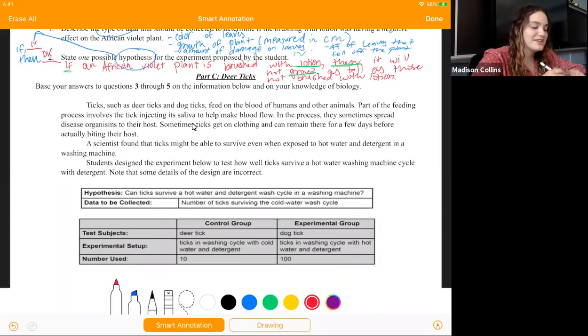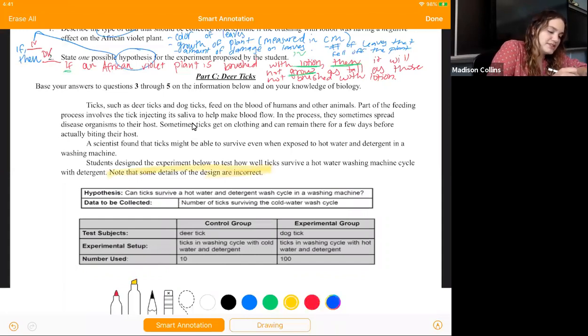Students designed the experiment below to test how well ticks survive a hot water machine cycle. One more time: how well ticks survive a hot water washing machine cycle with detergent. Note that some of the details are incorrect, so please note that this is not a proper experiment. Many of the details here are incorrect and it's going to be our job to fix them.